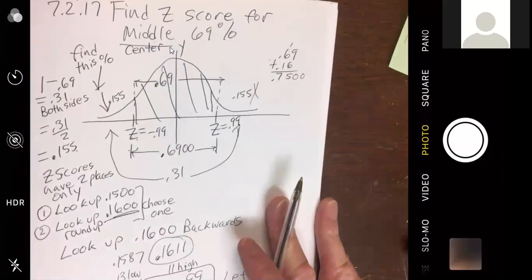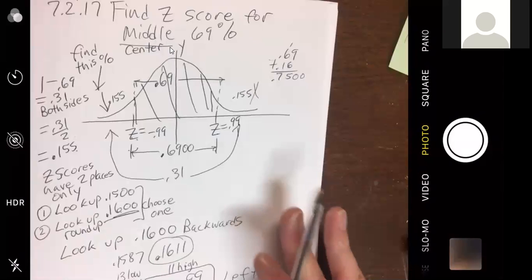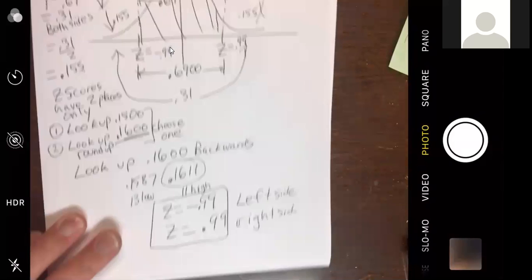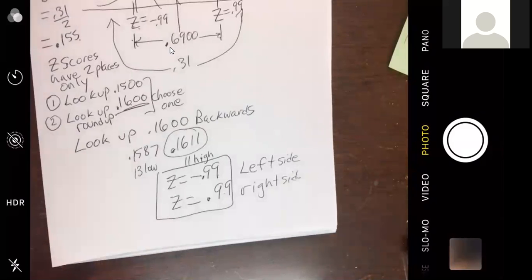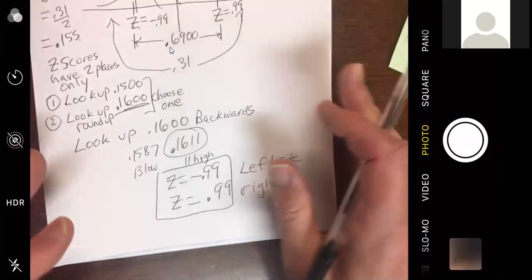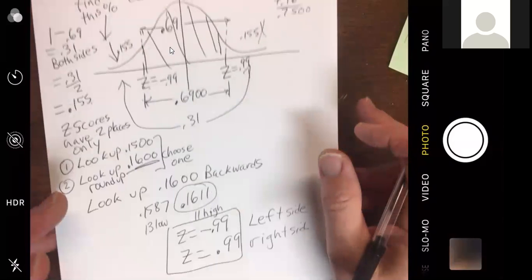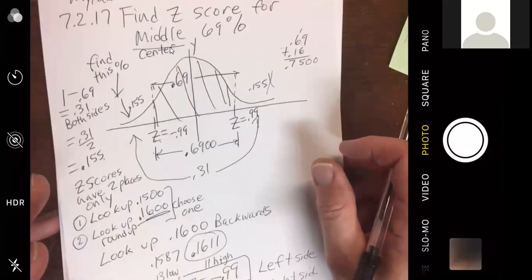So when it comes to the answer, what are you going to put? Is it negative 0.99 or 0.99? Or both? It should be both. They should have blocks for both. Okay.